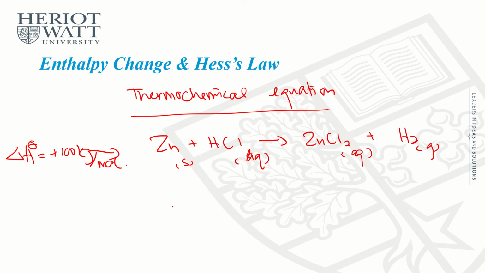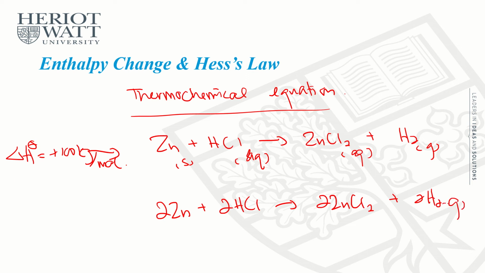Now, what will happen if I change the equation like that? Now, what do you see the changes? I multiply the whole equation by 2, right? So what will be the enthalpy change now? The enthalpy change will be multiplied by 2. 200 kilojoules per mole from 100 just now.